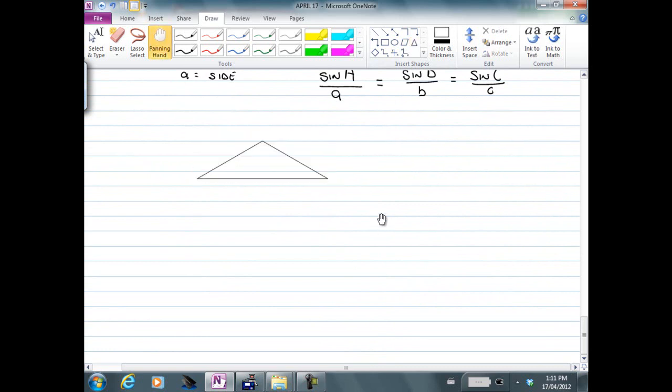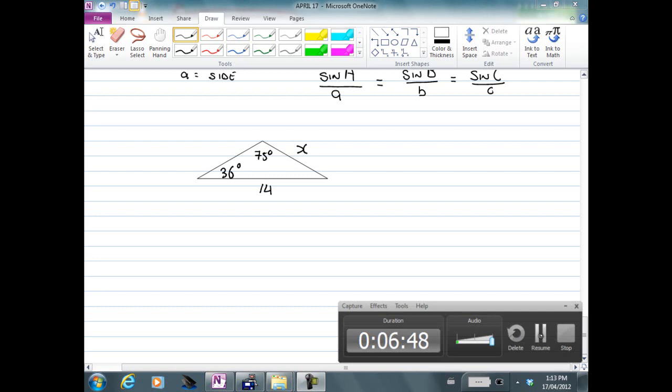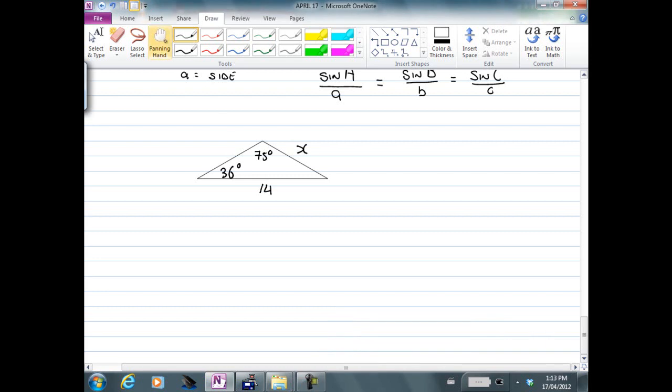I have an angle. This is, let's say, 75 degrees. This here is 14. I'm just making random numbers. 36 degrees. Find x. I'm going to pause it. See, I'm given two angles and sort of two sides. So I'm going to set it up right now.